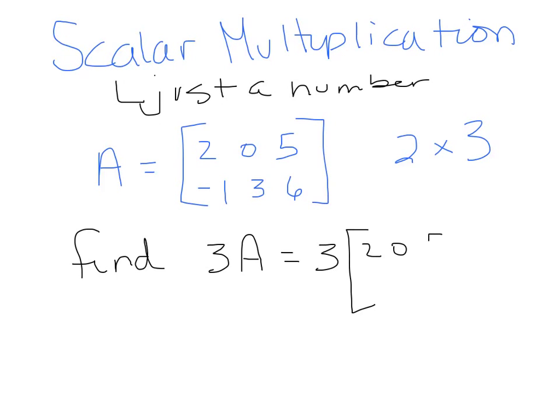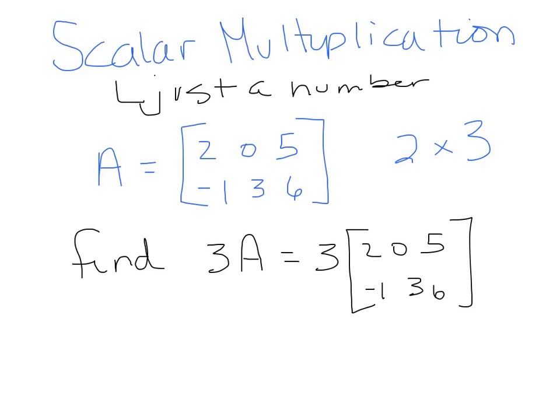2, 0, 5, -1, 3, 6. And here's where it's super simple. Okay, all you have to do is distribute the 3 to everything inside, just like we did with parentheses and the distributive property when we had a plus sign between every term. We don't need a plus sign between anymore because these are individual entries. They each get times 3.